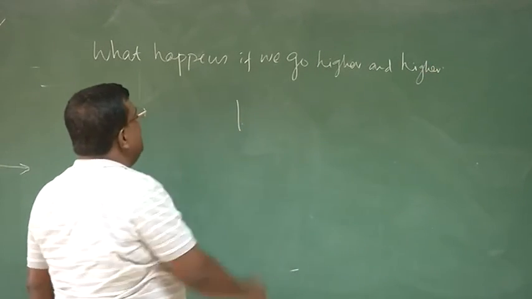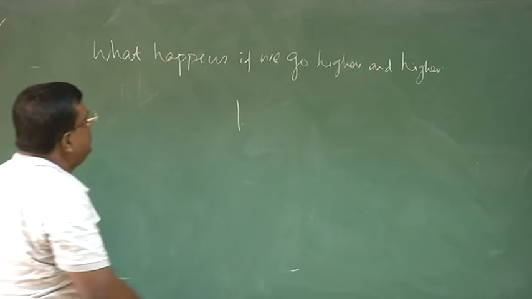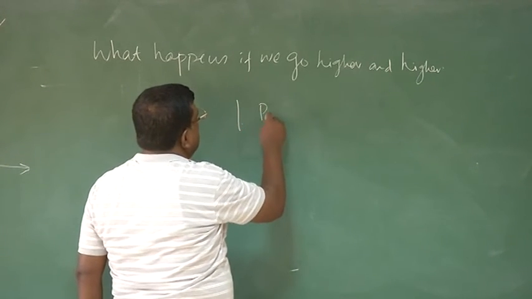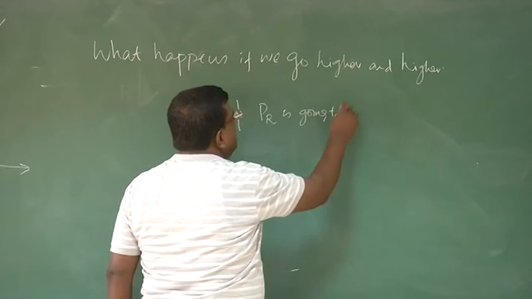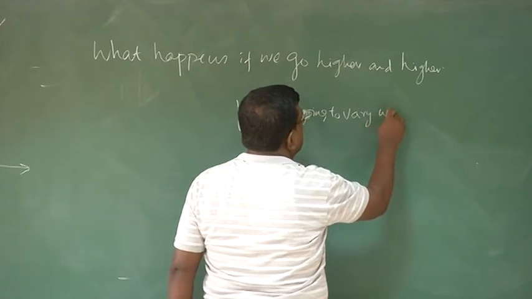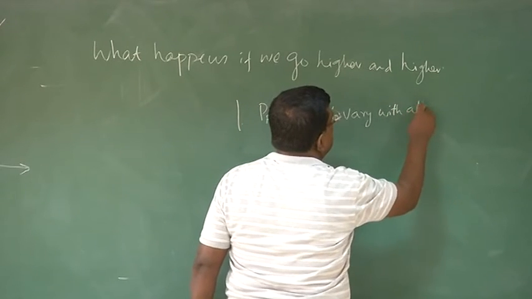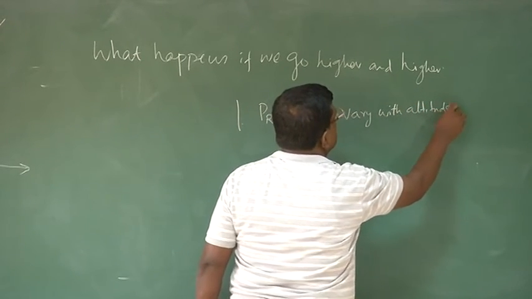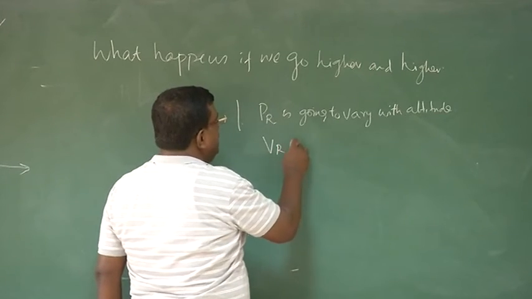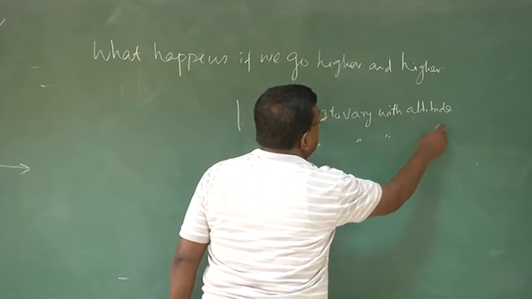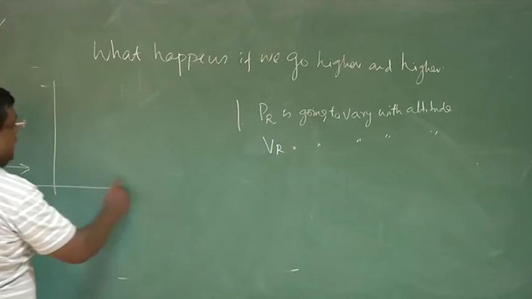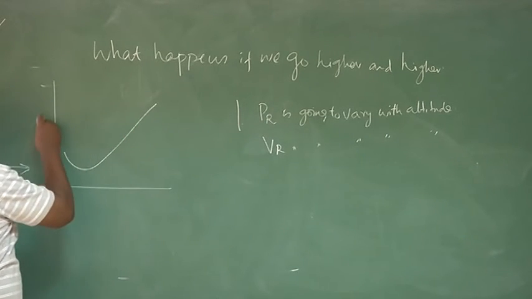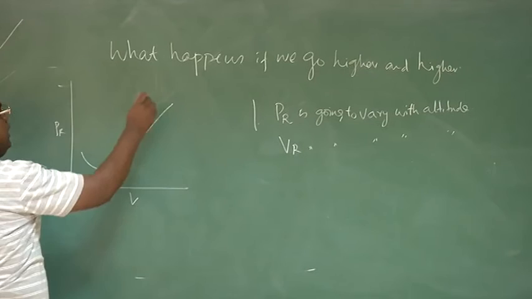That is, more specifically, how the power required is going to vary with altitude, how the velocity required is going to vary with altitude. This is important because, please understand, we are plotting power required versus V like this.